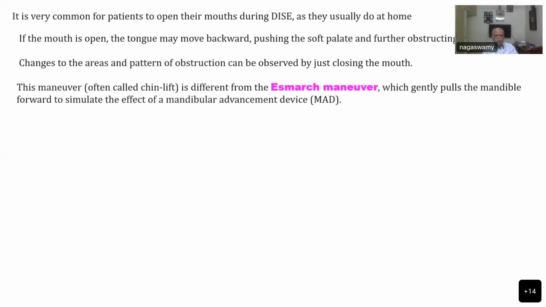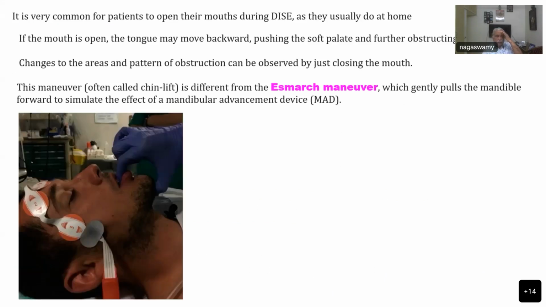This maneuver, often called the chin lift, is different from the Esmarch maneuver, which is gently pulling the jaw forward to simulate a mandibular advancement device. So this is how that has to be done. You can see the patient's jaw is being pulled by the operator. He is holding the lower jaw both from inside and outside. Can you see the two fingers? This is the index finger, this is the thumb. So he is holding the entire mandible and pulling it forward, and there is the BIS monitor attached.